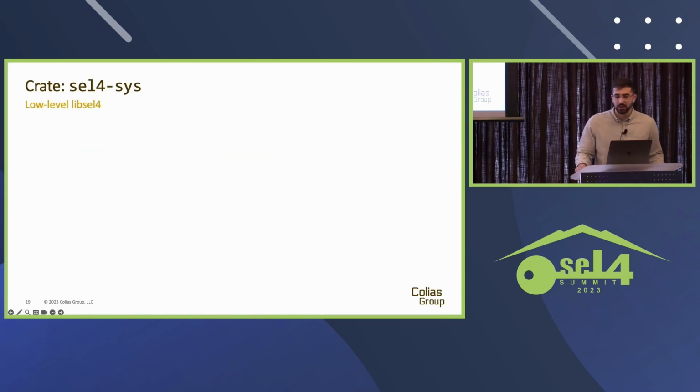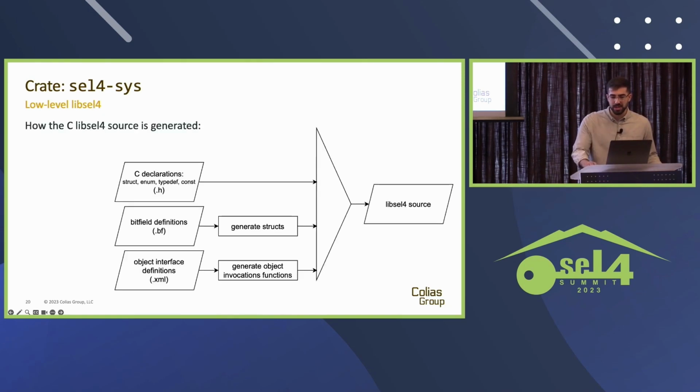Now let's zoom in and talk about the Rust code itself. The first crate I want to talk about is called seL4 sys, and it's basically a straightforward implementation of libseL4 in Rust. And this is how the C libseL4 source is generated. You've got some handwritten C declarations which have types and constants. Then you have some object interface definitions from which object invocation code gets generated, and you also have some bit field definitions from which C structs get generated.